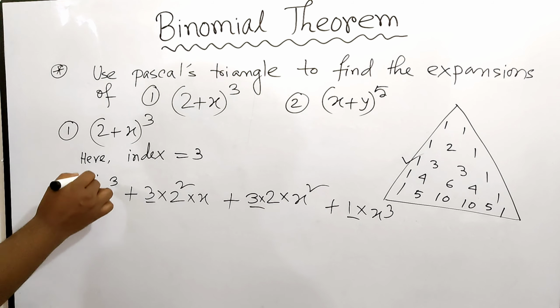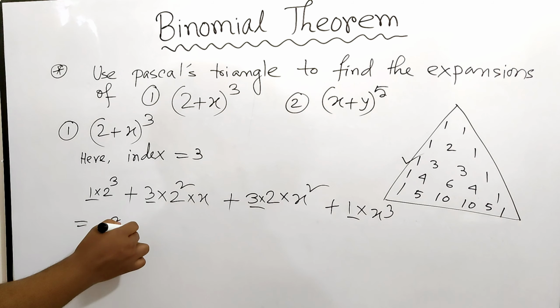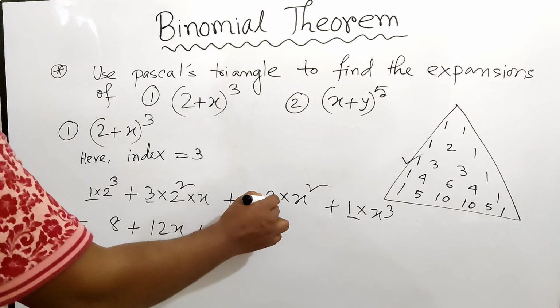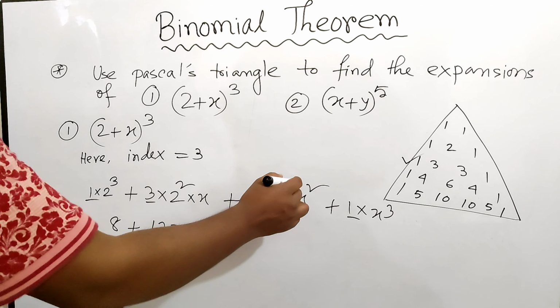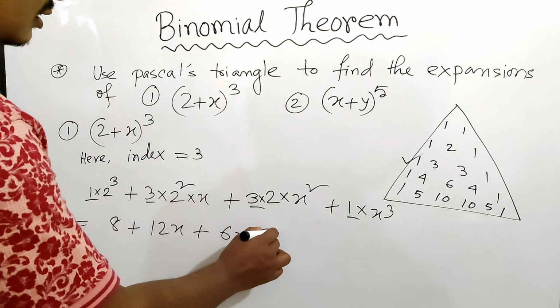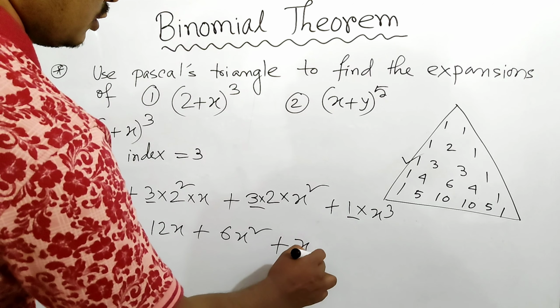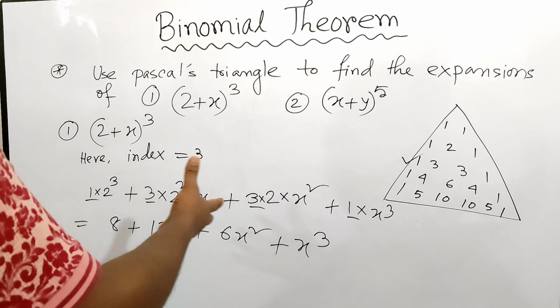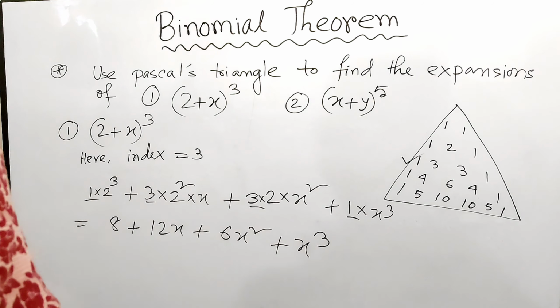Now if you solve this, we get 8. 2 squared means 4, 4 threes are 12x, and again 3 twos are 6x squared, plus x cubed. So if you expand this up to index 3, you will get this value, and this is the answer for number 1. In that way you can find the value of this by using the Pascal triangle. Now I'll show number 2.